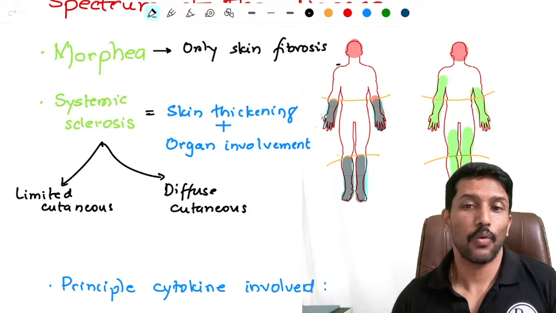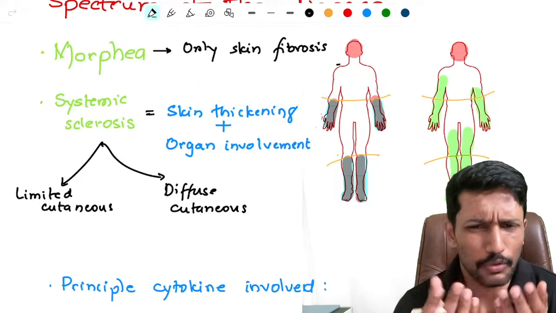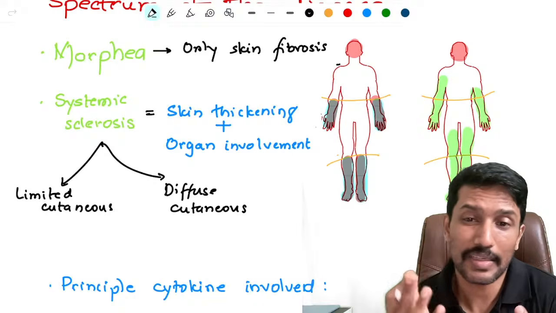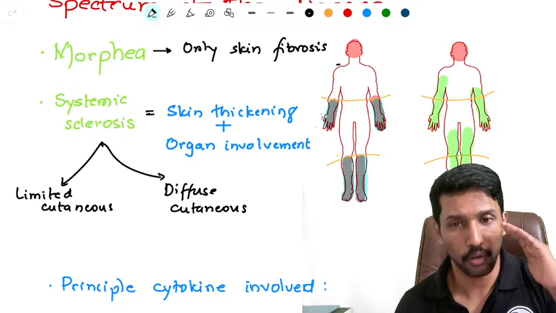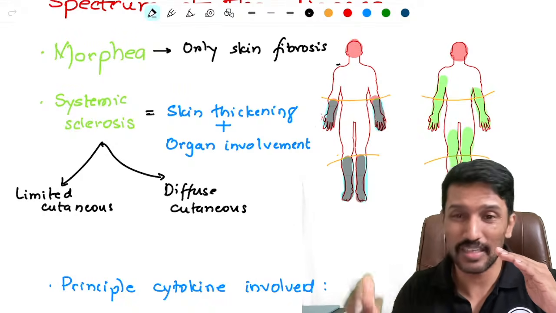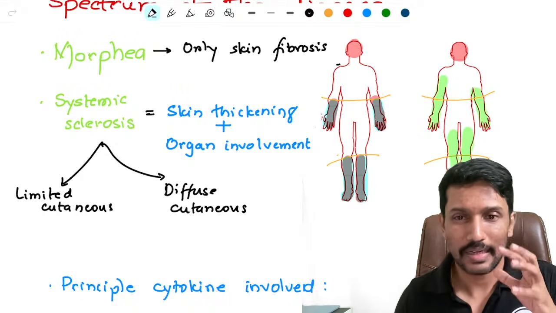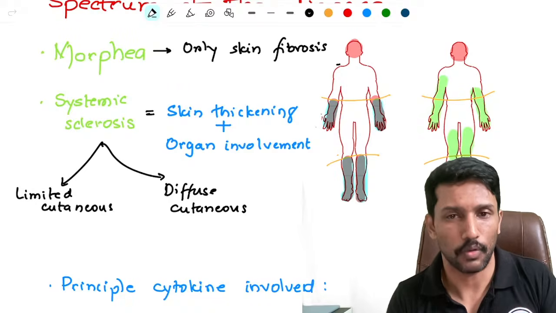Now, what do I mean by that? Of course, as the name says, it is talking about the extent of skin involvement. So if I have systemic sclerosis where skin is thickened or fibrosed, and there is also organ fibrosis or organ involvement, now I will look at how much skin is involved.